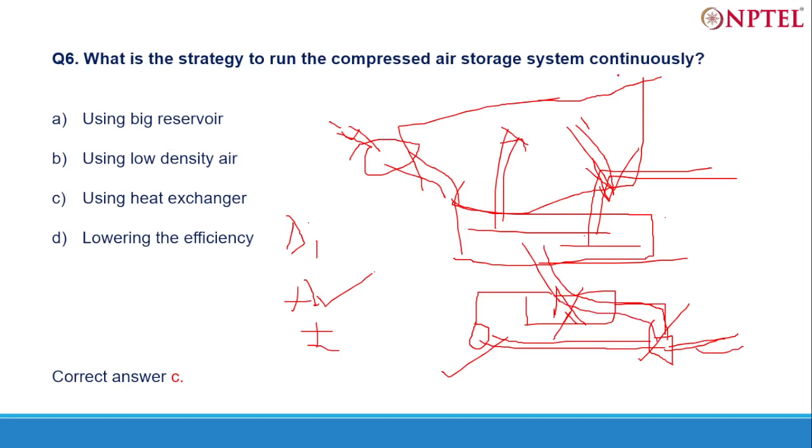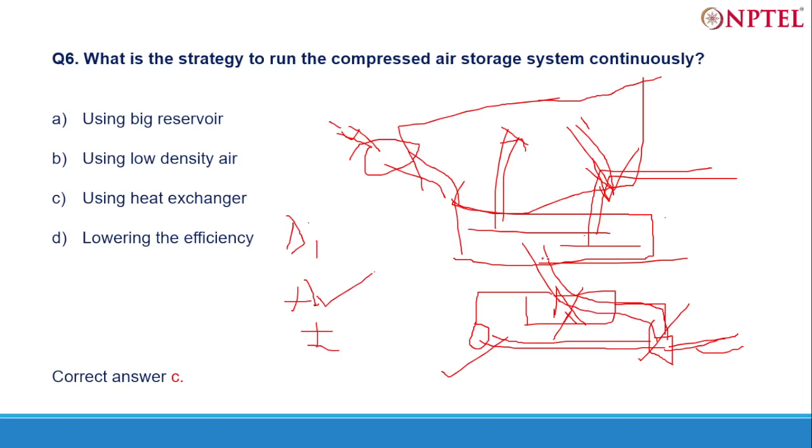So how can we run the compressed air storage system continuously? Because heat is produced, and that heat is to be taken out. If we don't take the heat out, what happens? It will increase and increase and increase, a buildup of heat, and due to this heat buildup, the efficiency can go down, the product can melt, there can be damage to the system, or even the storage can be damaged.